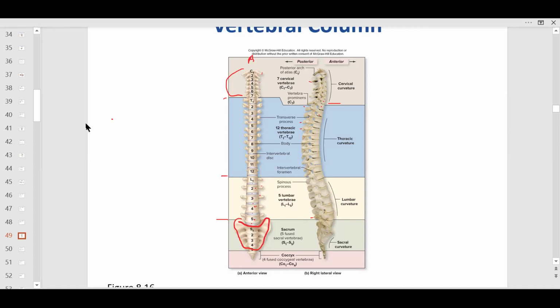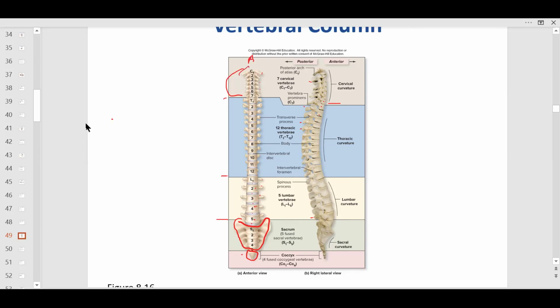Sacrum is like a triangular bone. And then the bottom is the tailbone, 2 separate bones, but they're fused. And you have the coccyx bone, which is like 4 fused segments. So it's about 24 vertebrae total. So only 7 cervical vertebrae. And later on, you're going to see that there's 8 cervical nerves, but there's only 7 cervical vertebrae.